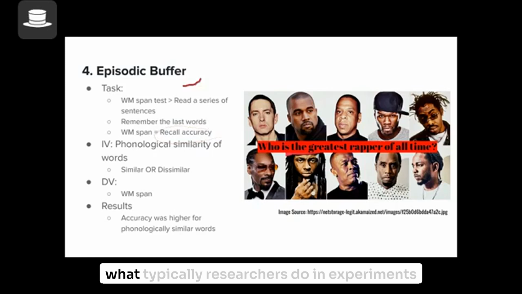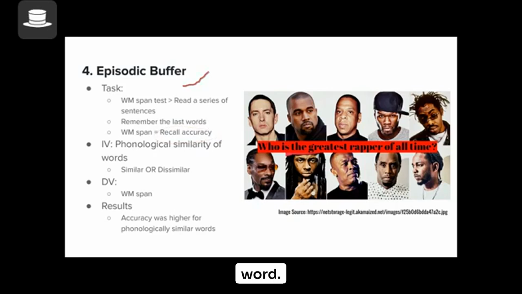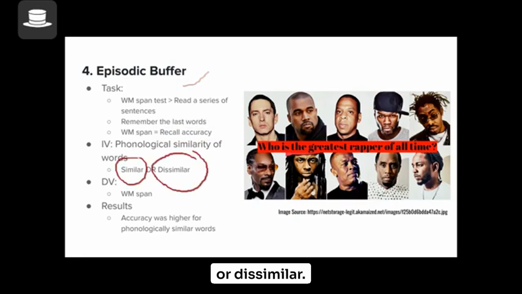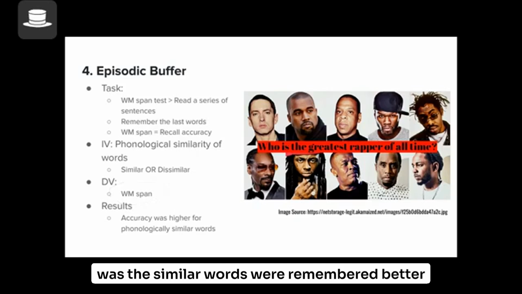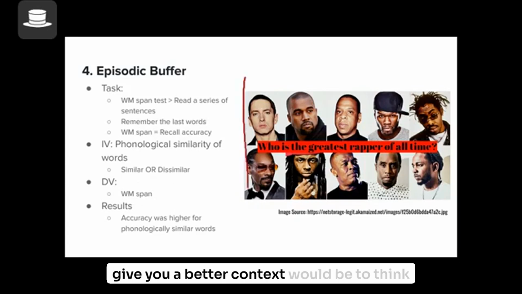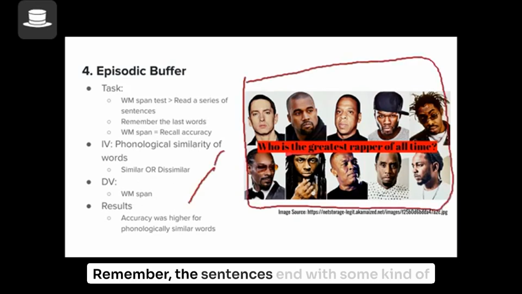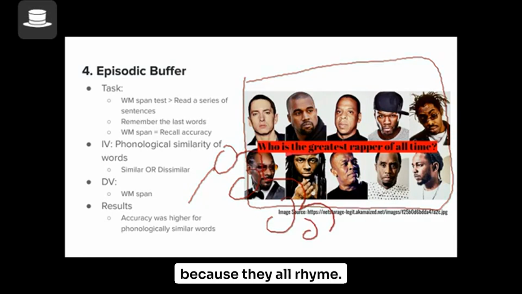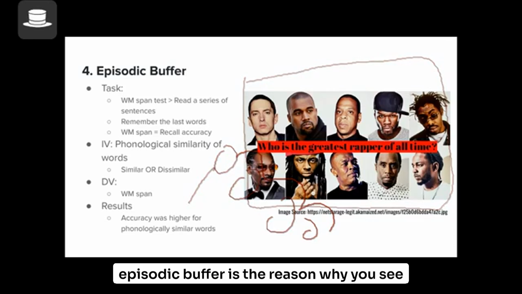What typically researchers do in experiments of this sort is they manipulate the last word. The last words of these sentences are similar or dissimilar. In other words, they either rhyme or don't rhyme. And they measure the number of words remembered. What they found, the similar words are remembered better when compared to dissimilar words. This is reverse phonological similarity effect. One reason why, if you think about it, to give you a better context, would be to think about rap. Remember, the sentences end with some kind of rhyming, and it's easy to remember that because they all rhyme. Episodic buffer is the reason why you see reverse phonological similarity effect.